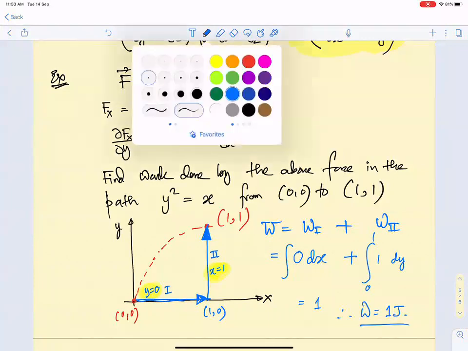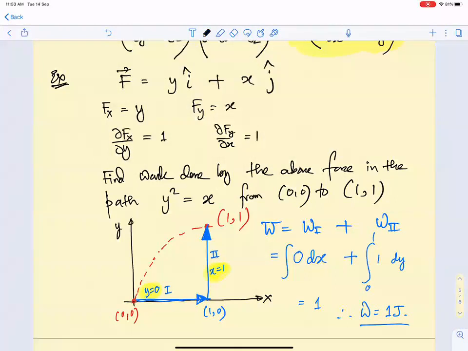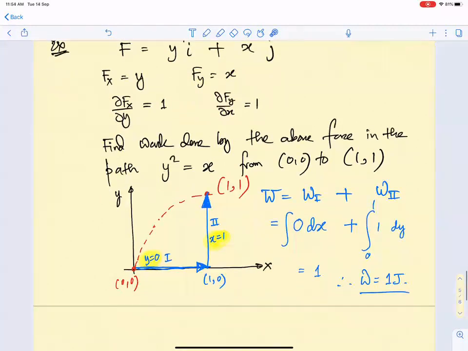Similarly, if any expression for force is given and you have been asked to calculate work done along a certain path, if luckily the force comes out to be conservative, if you substitute and see that curl f is equal to 0, then you can choose your own path. The best and simplest of all paths is to break up into a path parallel to x and a path parallel to y.